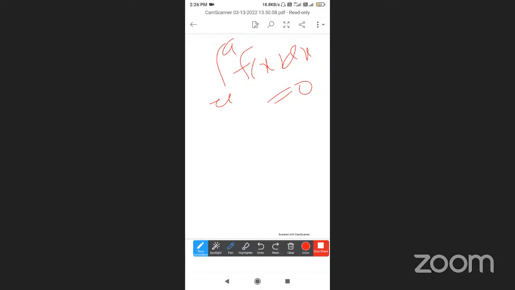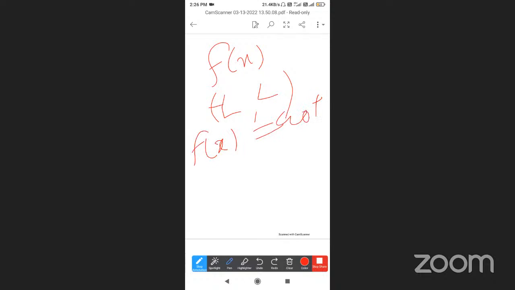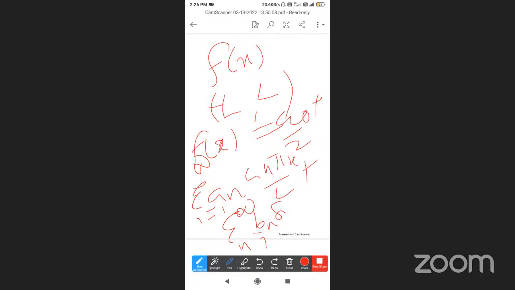Next, the Fourier series of even and odd functions formula. For f of x in the interval minus L to L, you have to apply the formula: f of x is equal to a naught by 2 plus summation of n is equal to 1 to infinity an cos n pi x by L plus summation of n is equal to 1 to infinity bn sin n pi x by L. What is the a naught value?